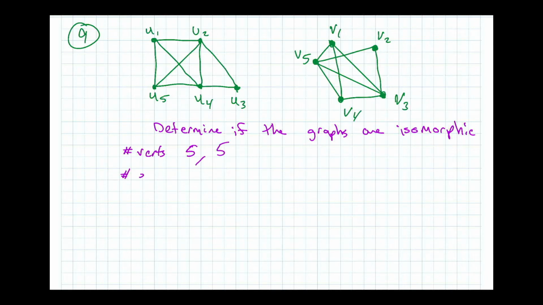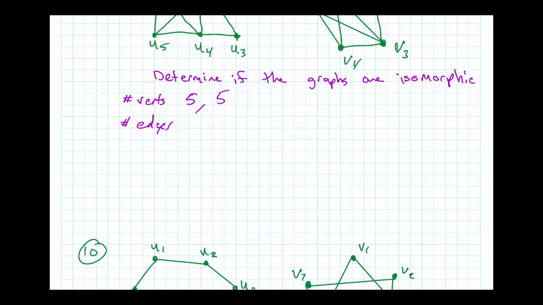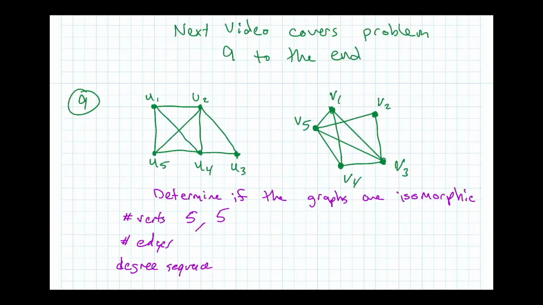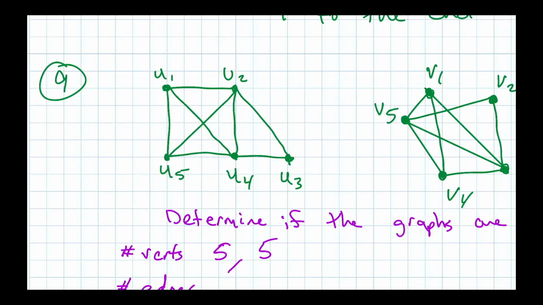Okay, so count up the number of edges. Actually, I'm going to skip that, and instead I'm going to go to the degree sequences. The reason is that, as we saw in the previous video, counting edges is hard for me, but the degree sequence is easy because you just look at one vertex at a time. So let's write the degree of each vertex next to each vertex. We got 3 here, 4 here, 2 here, 4 here, 3 here.